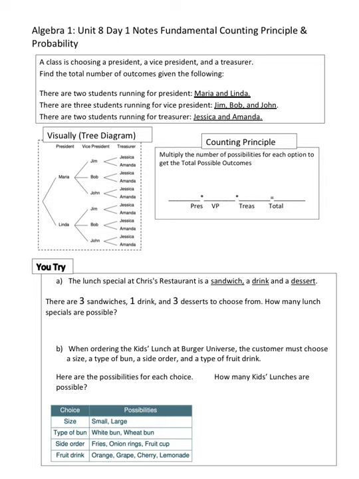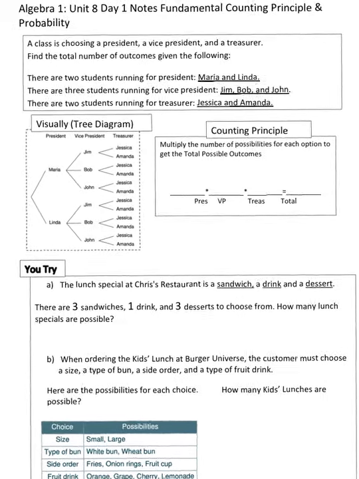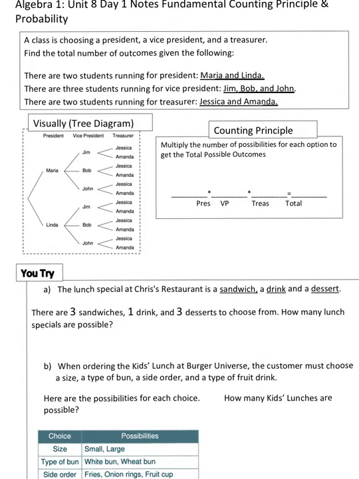A class is choosing a president, vice president, and a treasurer. Find the total number of outcomes given the following. As I make this larger, let's take a look at this. You can represent this a couple of different ways for the total number of outcomes. You can make a tree. If Linda's president, she could have Jim, Bob, or John as a vice president. And if she has Jim as a vice president, she could have Jessica and Amanda as a treasurer. So if you do a tree and you count all those things, we have 1, 2, 3, 4, 5, 6, 7, 8, 9, 10, 11, 12 possible outcomes.